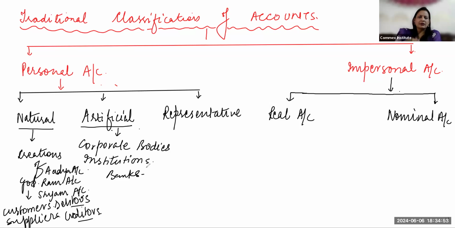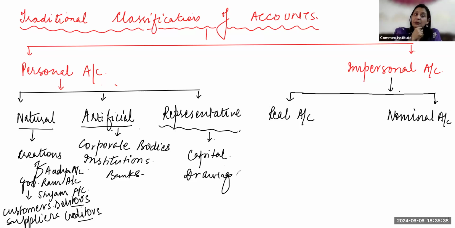And any bank, suppose we have an account with ICICI Bank, so ICICI Bank will be an artificial personal account. So any names you can understand will be personal accounts. And then the representative personal accounts, which are represented by something. For example, I in my business am represented by my capital. My name won't appear. Whenever I invest money into my business, it is represented by capital. So capital is our representative personal account, or drawings is a representative account.